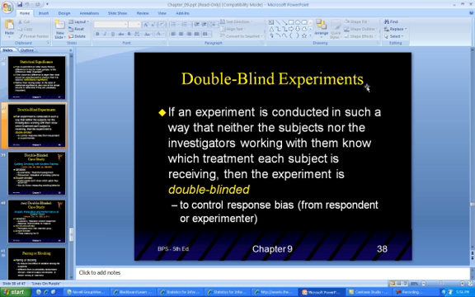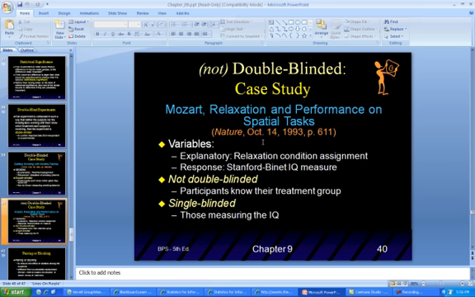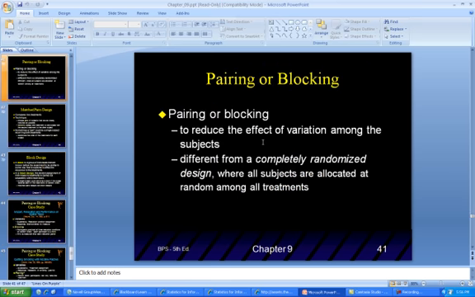Double-blind experiments, this is often used for research in medicine. The double-blind is that an experiment is conducted in such a way that neither the subjects nor the investigators working with them know which treatment each subject is receiving. Therefore, there's no bias at all. That's a very important and very strong experiment. And there's a case study using that. So you can read this case study. And this is a not double-blinded case study.